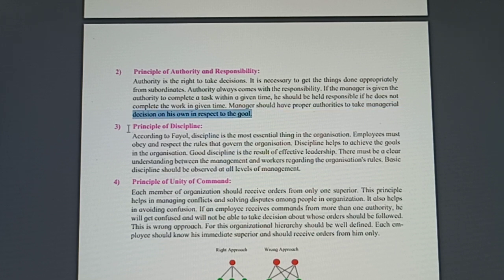Third, principle of discipline. Very important in life also, we have to follow this principle of discipline in every part of our life. If you are a student, if you are working somewhere, anywhere, principle of discipline is very important.